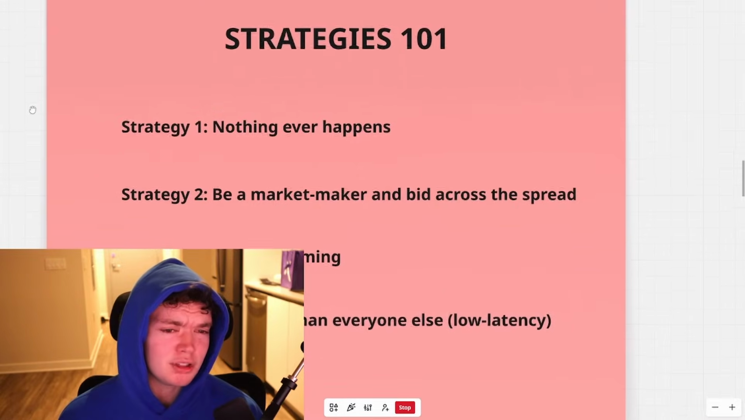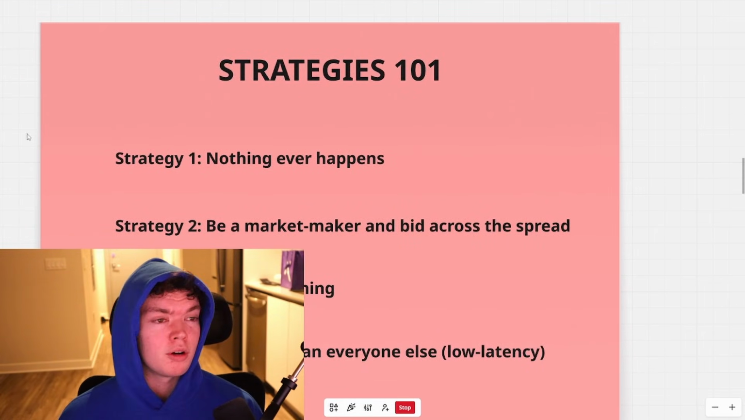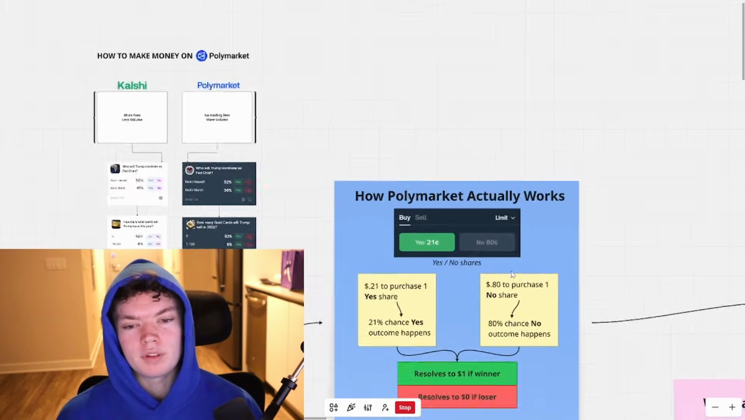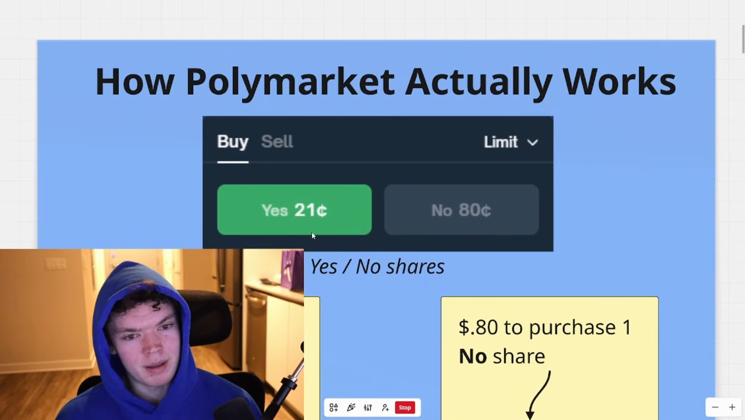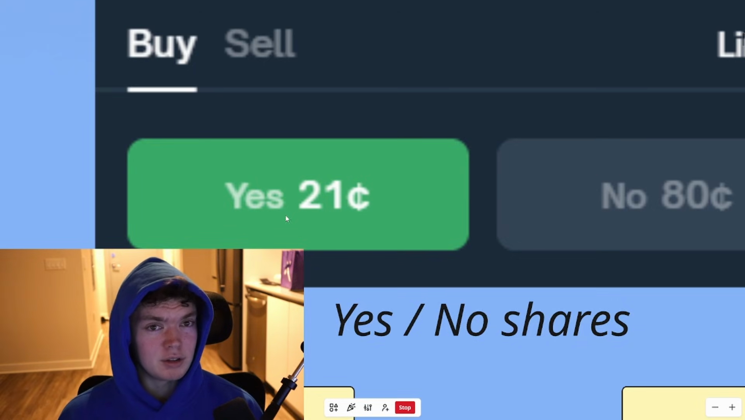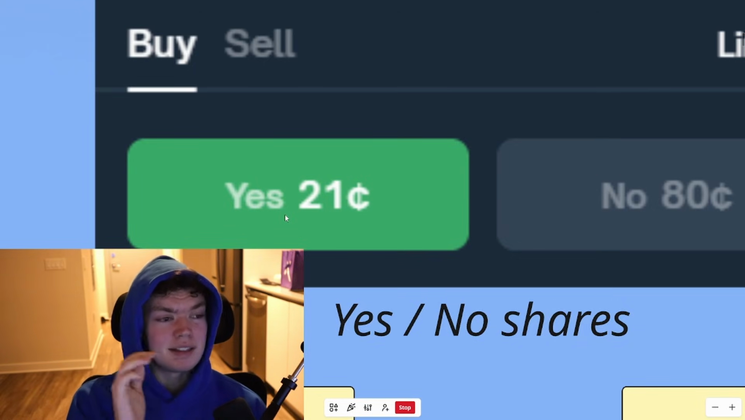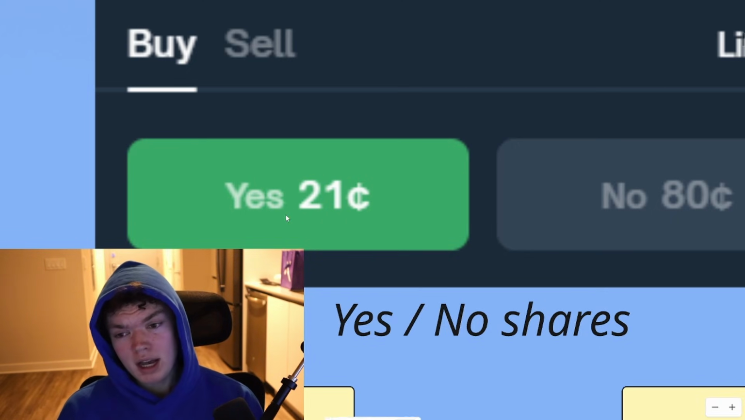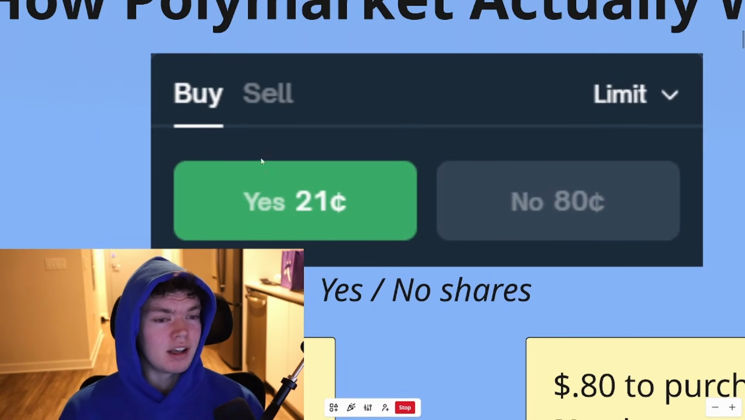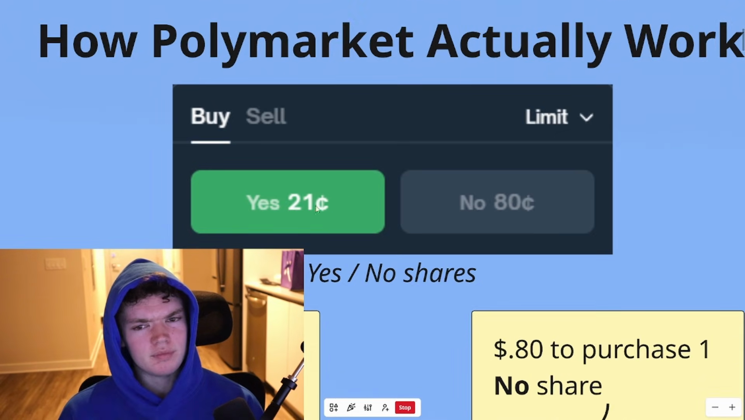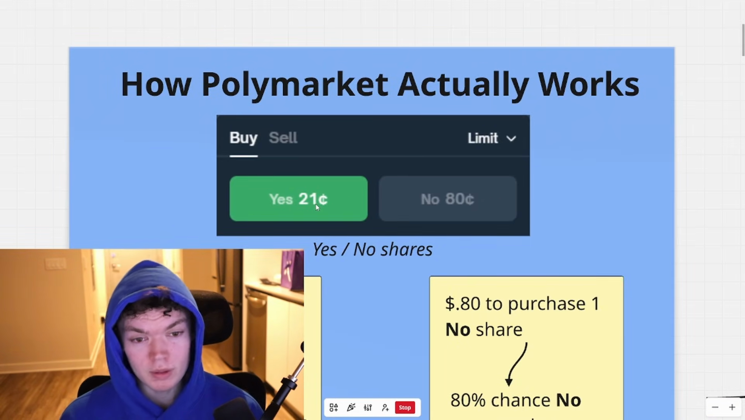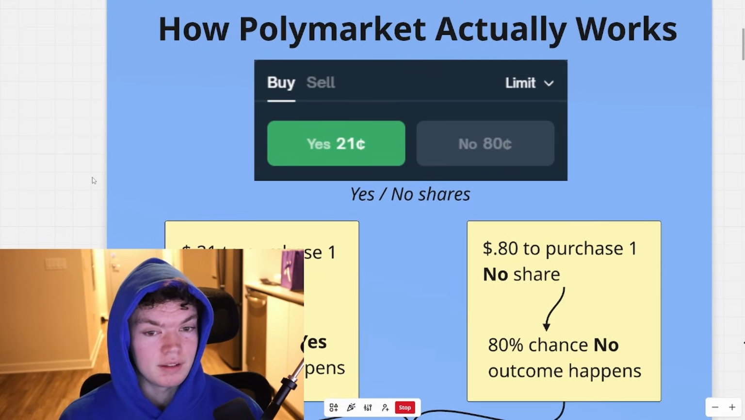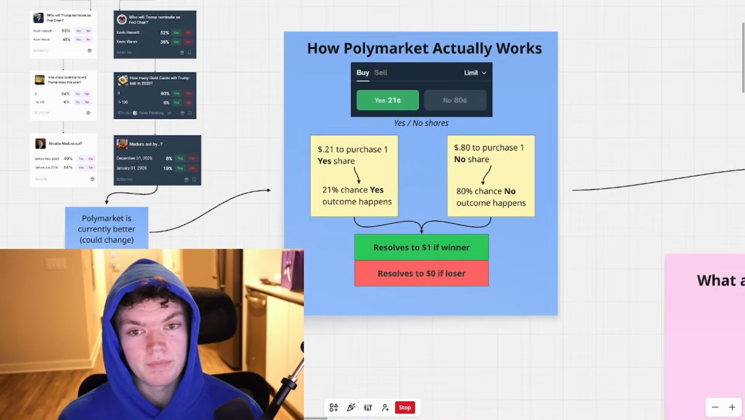Okay. Strategy 2 is you could be a market maker and bid across the spread. What I mean by that is, let's say this example up here. You could be a market maker and bid. Instead of buying it right now for 21 cents, you could place a limit order for 20 cents or 19 cents. And you can go across the spread to get in at a better price. Because right now, someone is trying to sell this 21 cent share. If you place a limit order for 20 cents, 19 cents, then someone might try and sell their shares for that price if it's the best option. But anyways, that's what a market maker is.